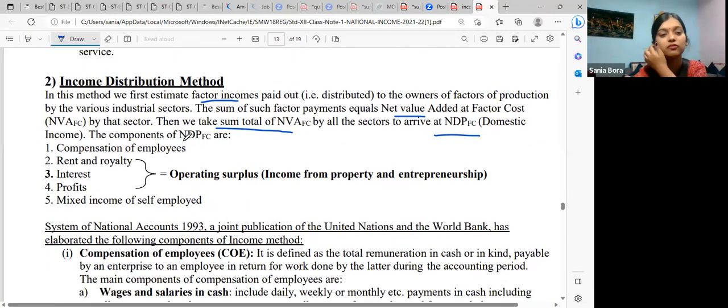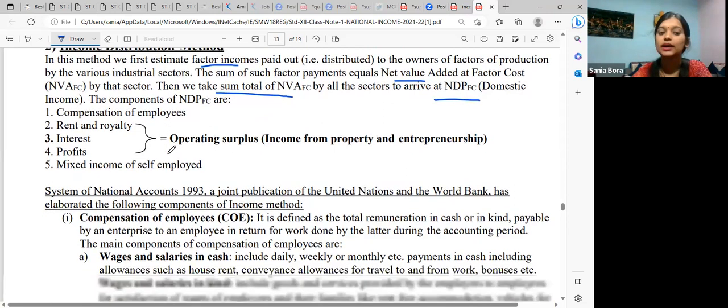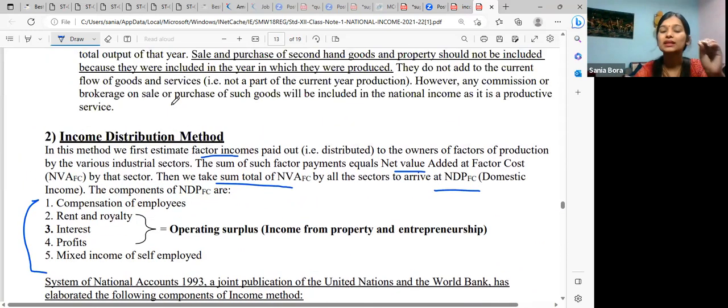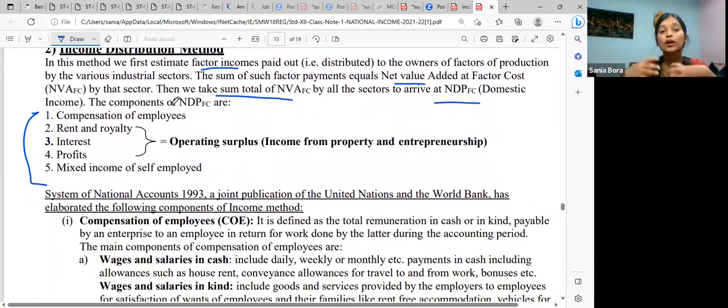Whatever is being produced in the economy is NDP at FC. So this is compensation of employees, which is COE, right? This is the formula: COE plus rent and royalty plus interest plus profit plus mixed income. Now what is the method here? Income method. That means from where you are getting the money.